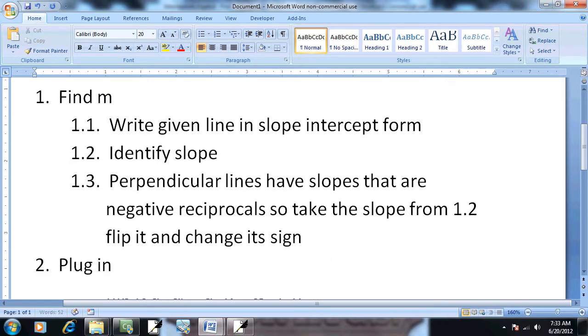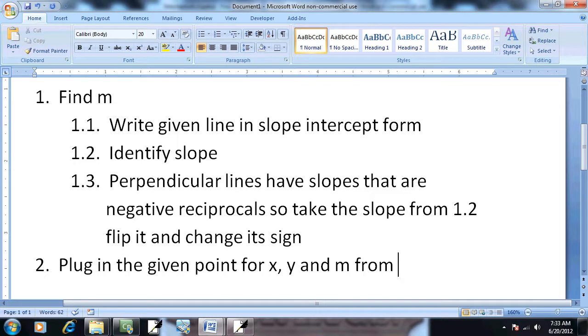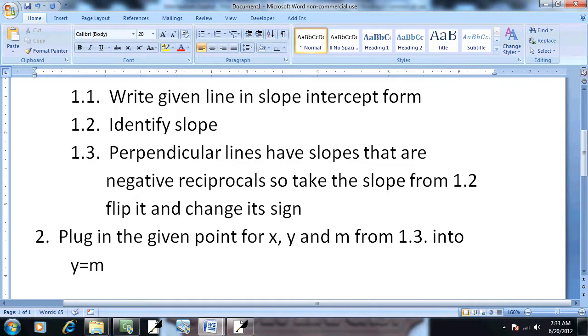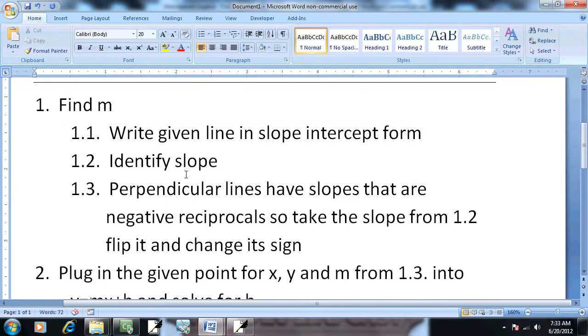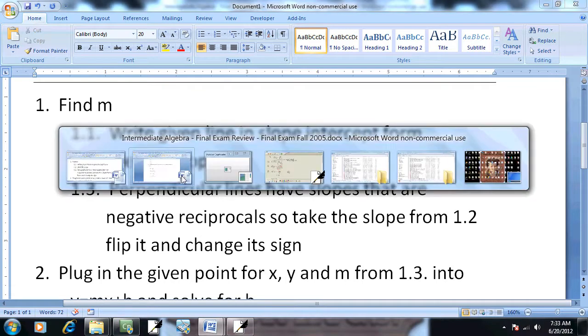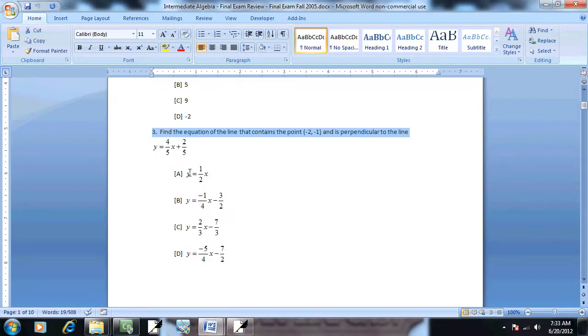Step two, plug in the given point for x and y, and m from 1.3 into y equals mx plus b and solve for b. And step three, write your answer. Now I'm going to go ahead and work this problem using these steps, and then I'll talk about how parallel would be different. Perpendicular is actually the harder one.